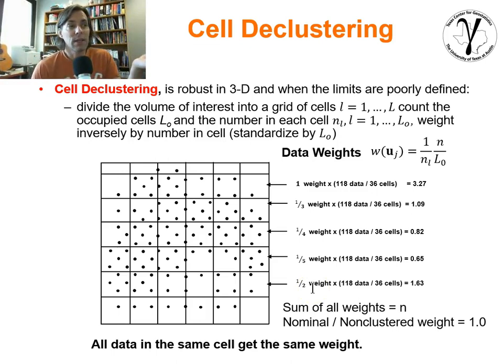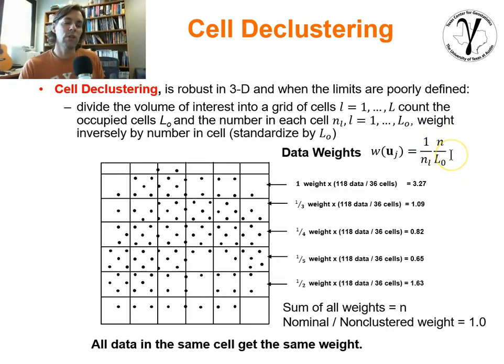Now, the way that we calculate the weights is pretty straightforward. We're going to divide the volume of interest into the cells. We're going to count the number of occupied cells, that's L naught. Then we're going to calculate the number of data in each cell, and then we'll weight inversely to that. The equation will look like this. The weight for that datum is going to be 1 over the number of data in the cell. So 1 datum would be full weight, 2 data would be half weight. Pretty straightforward, right? We're going to standardize that by the number of data divided by the number of cells with data.